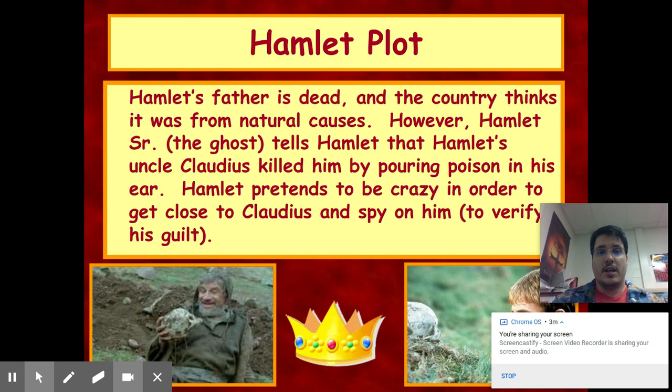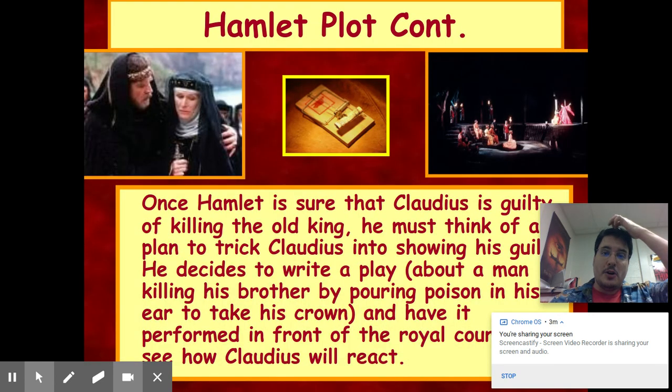So that's what he does. He pretends to be crazy. Not only that, but he actually gets a little meta here. Shakespeare gets a little meta here, and he has Hamlet write a script for a play and perform this play in front of his mother and in front of his uncle. And this play is, as he says, the thing that will catch the conscience of the king.